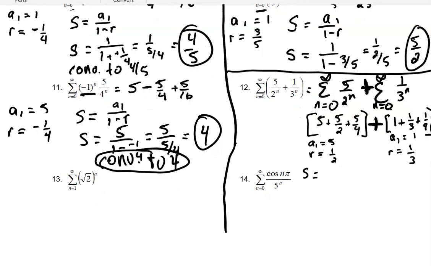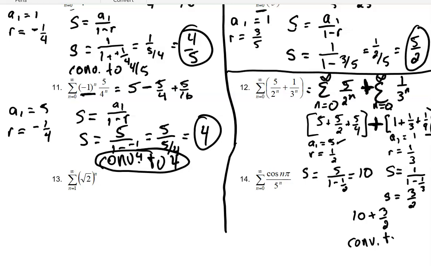So my first sum would be this first term of 5 divided by 1 minus 1/2. So this is 5 divided by a half. This has a sum of 10. The second sum, first term is 1, and then I would do 1 minus 1/3. So that's what, 1 over 2/3. We have a sum of 3 halves. So we would add those together. All right, 10 plus 3 halves. So that means that this is converging to 23 halves.